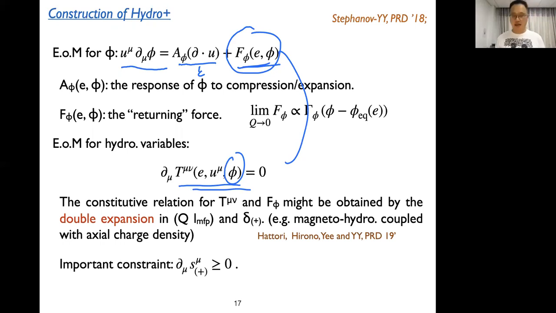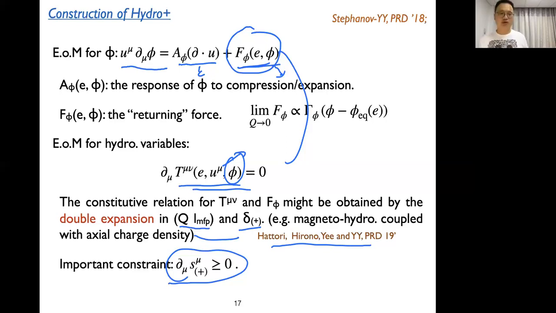So there are two approaches that you can take. One is just to generalize the idea of the constitutive relation, because now we have two small parameters. One is the gradient shown here. The other is the small parameter which controls the smallness of the additional modes. Actually, in these references, in the context of magnetohydrodynamics coupled with the axial charge density, we give an explicit example of how, by doing the double expansion in these two parameters, you could determine both this restoring force and the constitutive relations to the nontrivial order of both small parameters. And to do that, you need to use the correct generalized entropy, because this generalized second law of thermodynamics plays a very important constraint on the constitutive relations, just as in the usual hydrodynamics.